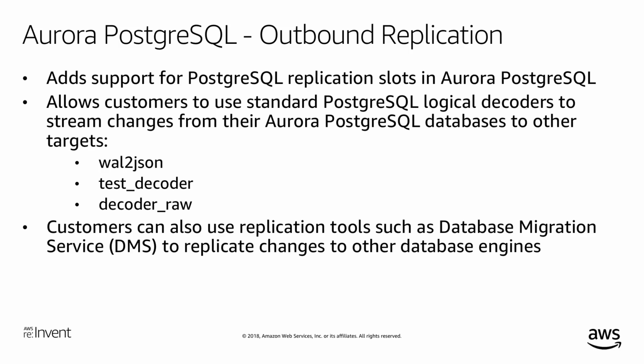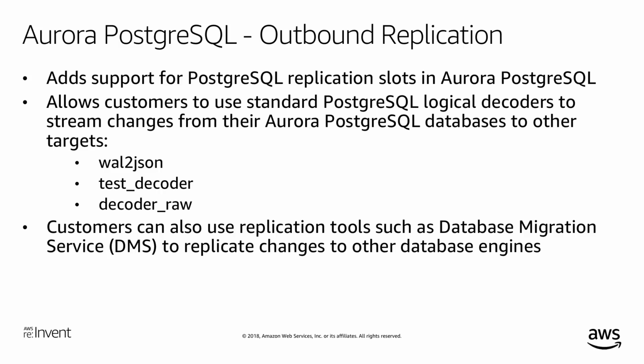We have Outbound Replication new to Aurora Postgres as well. It's going to add support for Postgres replication slots in Aurora PostgreSQL, which is going to allow customers to use standard Postgres logical decoders. So think of the difference between physical and logical database replication. Logical replication generally means applying SQL statements that are generated on the primary and streaming those changes to the target, such as to JSON, test decoder, decoder raw.